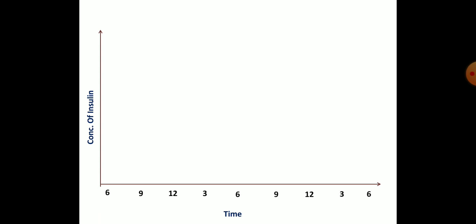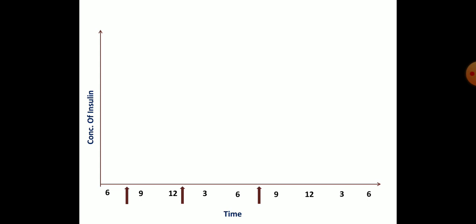So now if we just see this, on the x-axis there is time and on the y-axis there is the concentration of the insulin in the plasma, and I have just covered the 24-hour period from morning 6 to next day morning 6.